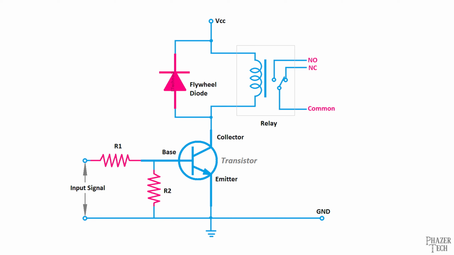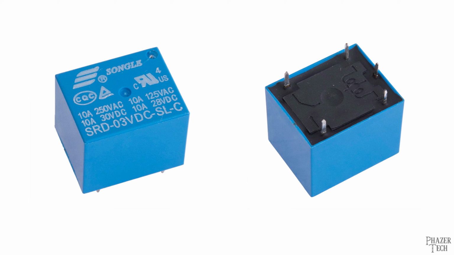But every relay will also have a specific activation voltage, which can typically range anywhere between a few volts up to several dozen volts. This is also referred to as the coil voltage. For example, this is the relay I'll be using for the demo in a minute. It's a Songle SRD03VDC SLC. The 03VDC indicates that this relay's coil voltage is 3 volts DC, but you can also find the same relay with other voltages.